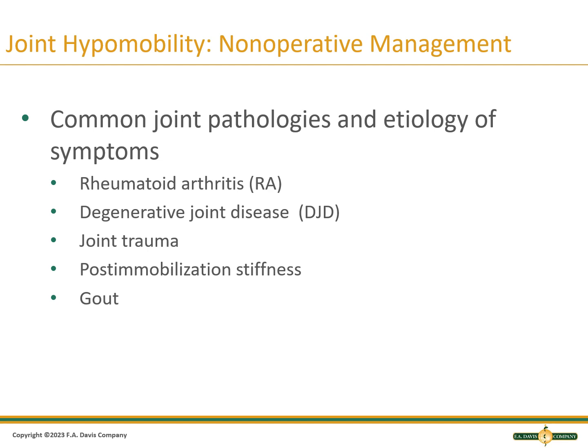Common pathologies that we can see related to joint hypomobility are going to be RA, which is typically going to affect the forefoot early on and might progress to the hindfoot, but it's typically going to affect those more distal joints first. Degenerative joint disease or osteoarthritis, joint trauma, post-immobilization stiffness, or gout, which is a pathology related to uric acid within the joint.